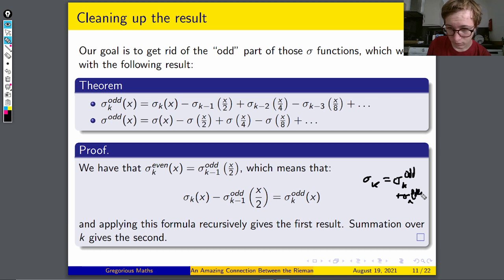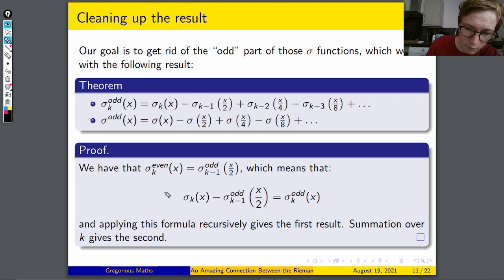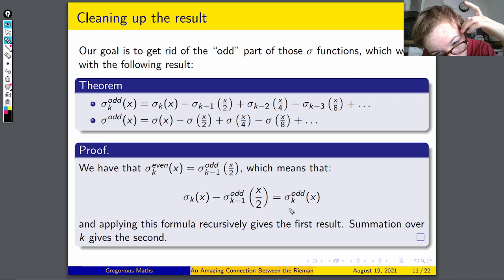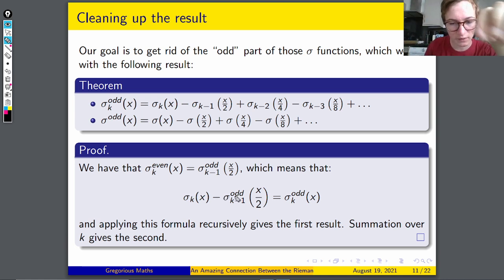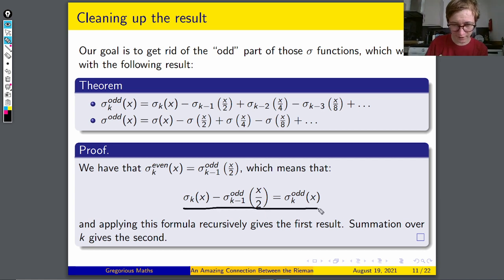Again, I don't have my pen on me, so my handwriting is going to be awful, but sigma k of x is going to be equal to sigma k odd plus sigma k even, so we can decompose it in that way. But because sigma k even is equal to this thing, we have sigma k odd of x plus sigma k even of x equal to sigma k odd of x plus sigma k minus 1 odd of x over 2. Rearrange that, of course, and we get this thing right here.